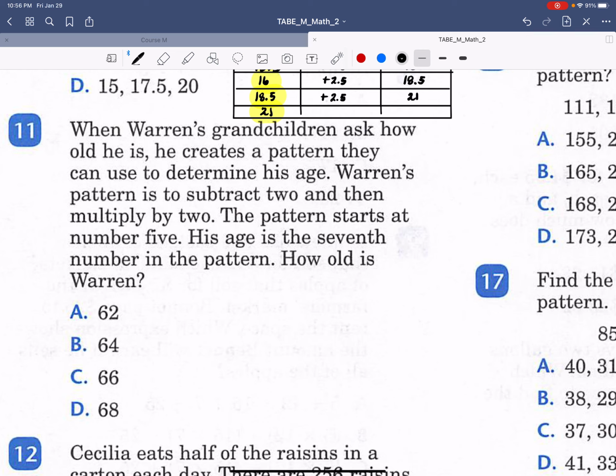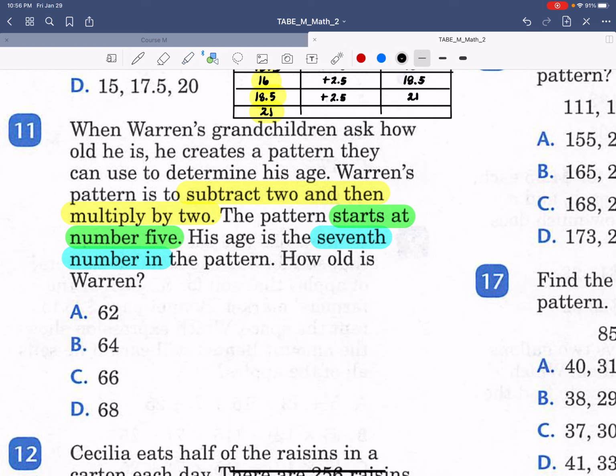When Warren's grandchildren ask how old he is, he creates a pattern they can use to determine his age. Warren's pattern is to subtract 2 and then multiply by 2. The pattern starts at the number 5. And Warren's age is the 7th number in the pattern. And we're supposed to figure out how old Warren is.